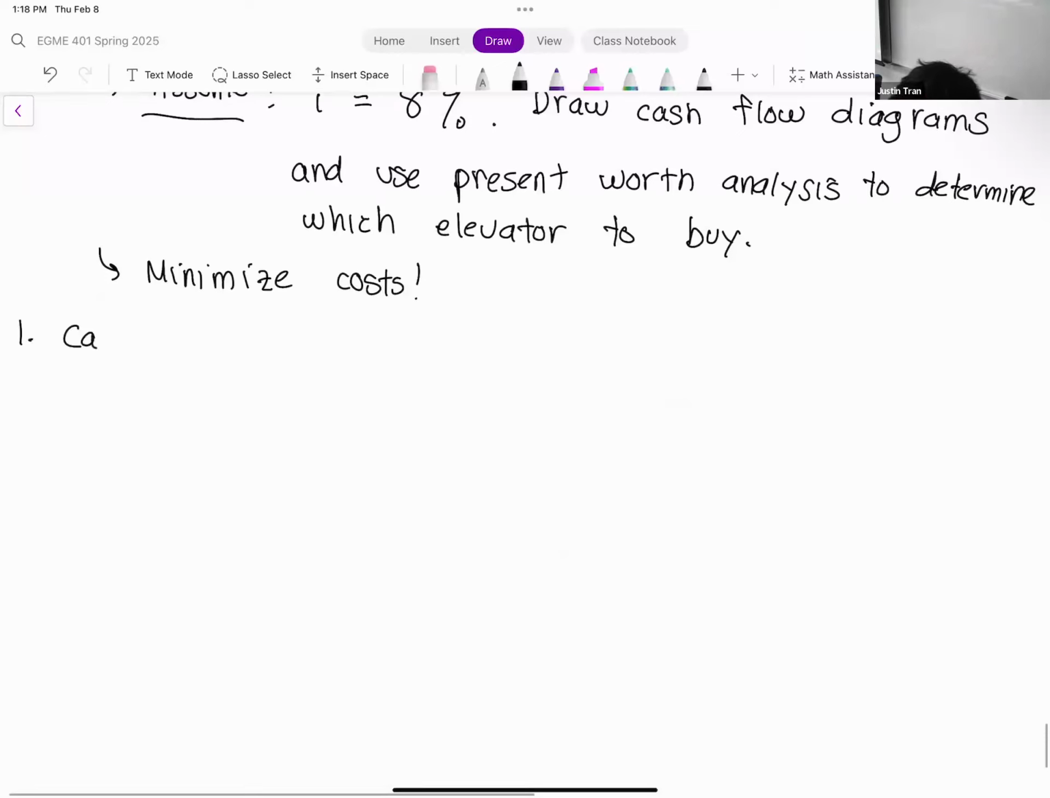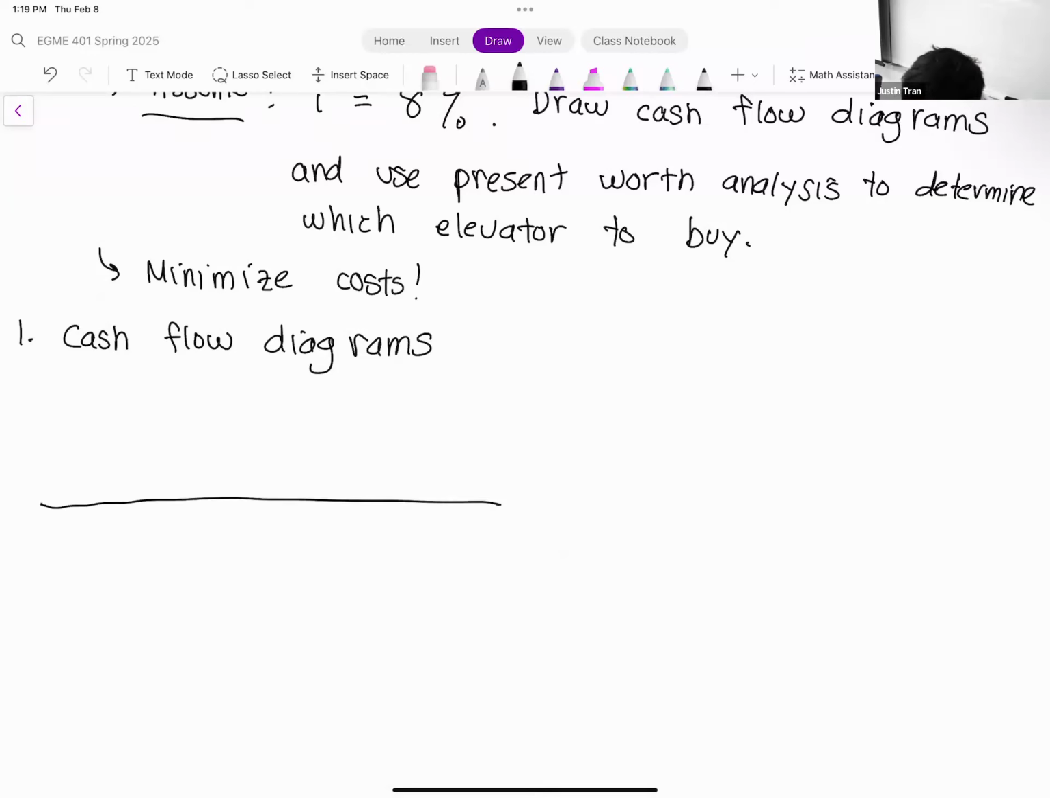All right, so let's start with the cash flow diagrams. In this case, the cash flow diagrams for both options look mostly identical because they both have the same types of cash flows. Just the numbers are kind of tweaked a little bit. So let's start with the Otis one. Zero, 2, 5.